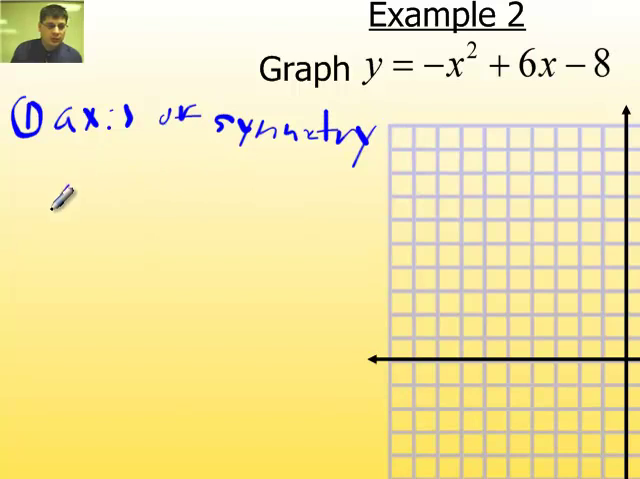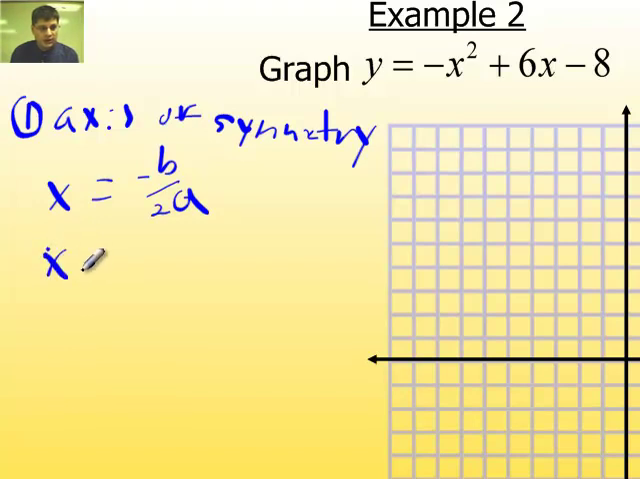So recall that's x equals negative b over 2a. Notice it's x equals because the axis of symmetry is a vertical line, and vertical lines are graphed when you have x equals a constant, x equals a number. So let's get that axis of symmetry.